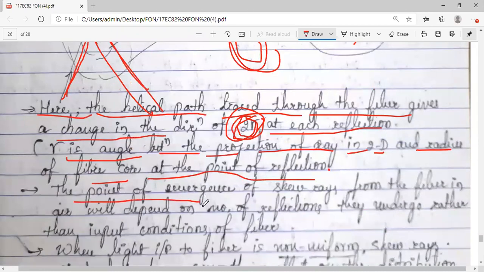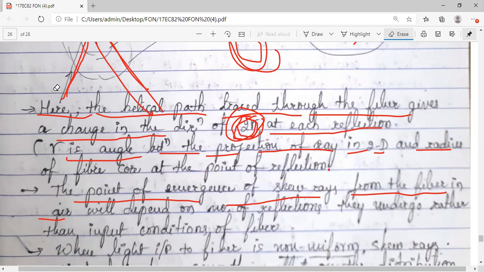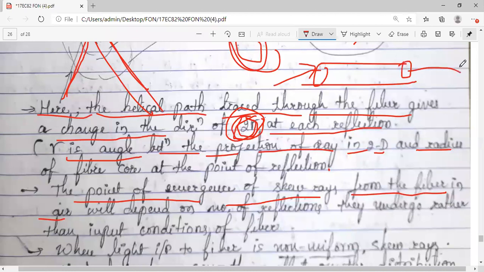The point of emergence of skew rays from the fiber in the air. What do you mean by this? Point of emergence means coming out. So the point of emergence of skew rays from the fiber in the air. I am talking about the receiving side. If this is your optical fiber, I am not talking about this part, I am talking about this part, from the fiber in the air.